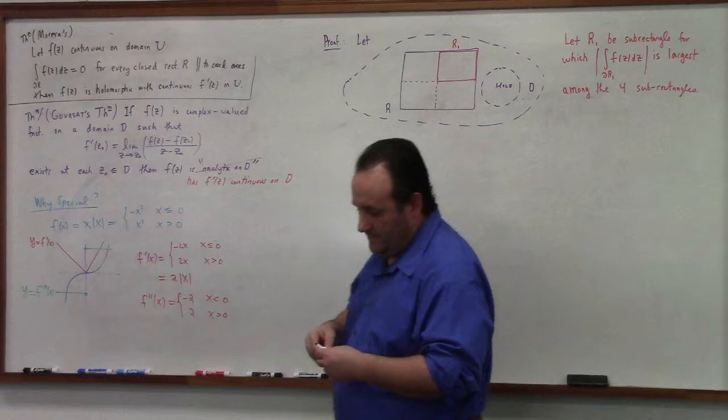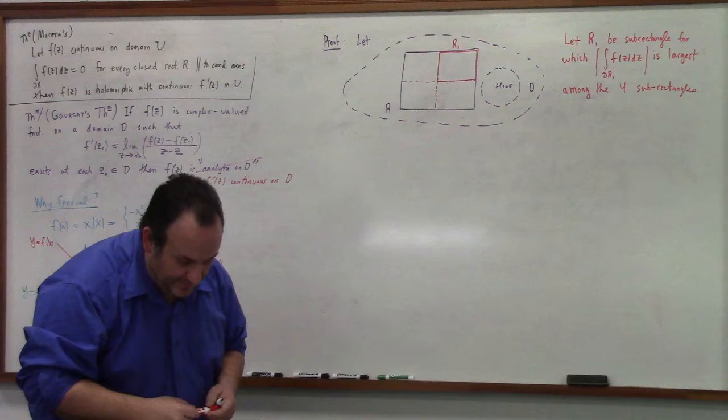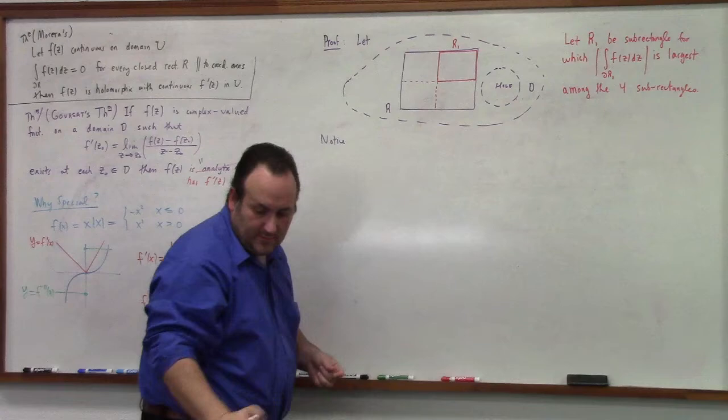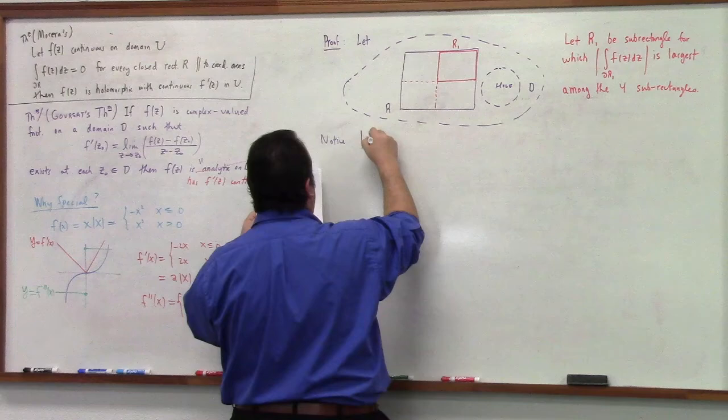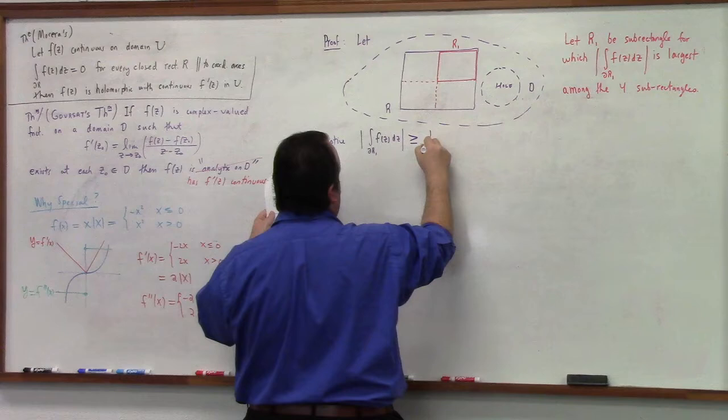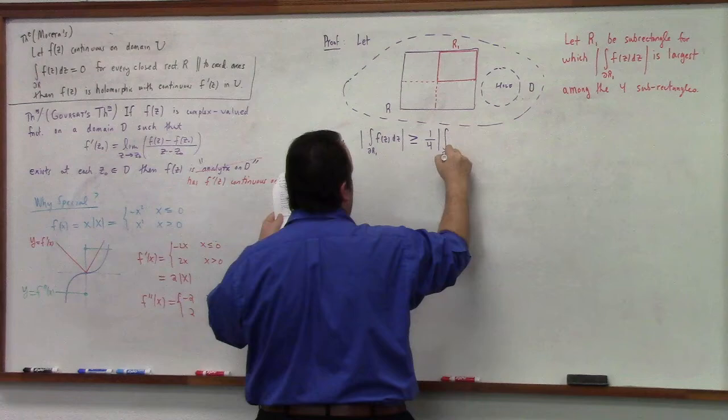All right, then what? Well, we make an observation here. Notice that the modulus of the integral over the boundary of R1 of f of z dz is greater than or equal to 1/4 times the integral over the boundary of the whole rectangle we started with, f of z dz. Can you guys tell me why that is?